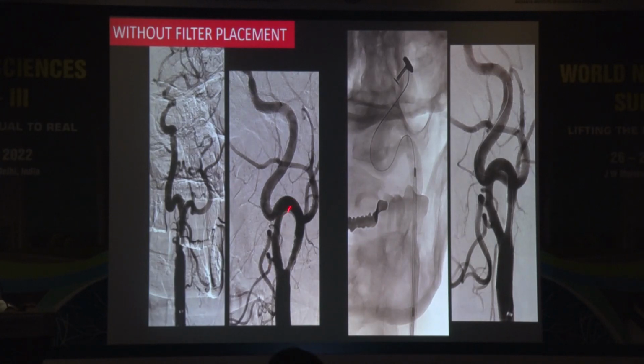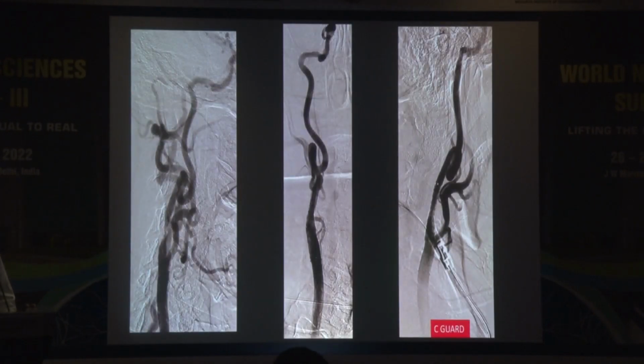So if we do not have a good landing zone of 3 to 5 centimeter, and we think the plaque is stable, not a ruptured ulcerative plaque, we can consider doing them without filter placement also. Or these days, as Dr. Anshu was saying, there are mesh stents which have a mesh over the stent.